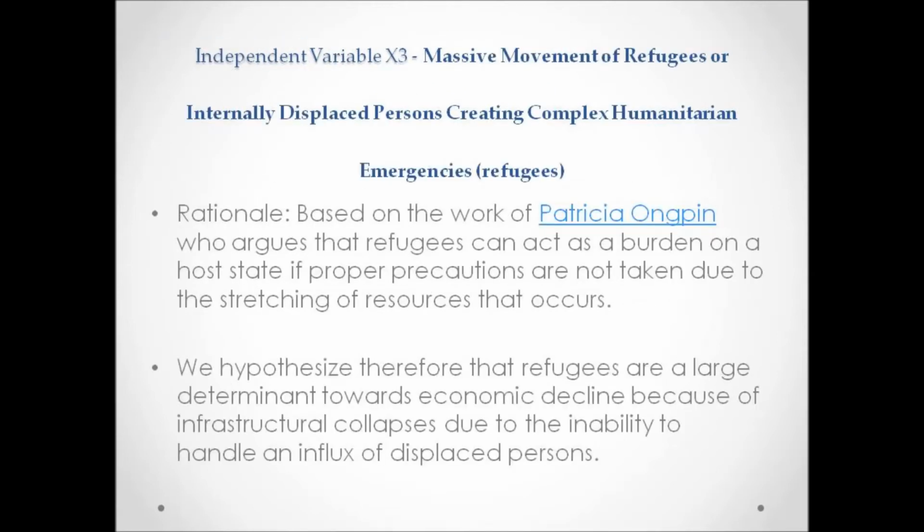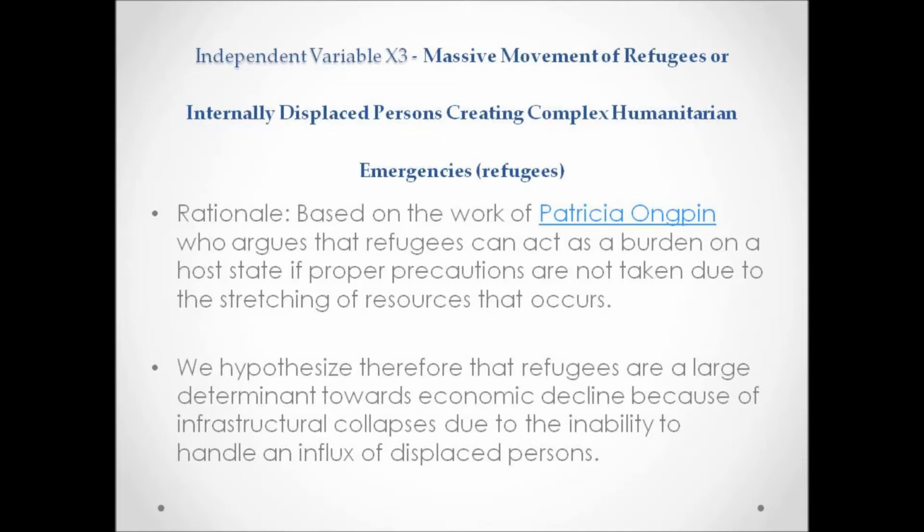Our third independent variable is massive movement of refugees or internally displaced persons creating complex humanitarian emergencies, which as described by the FSI is measured based off of the forced uprooting of large communities as a result of random or targeted violence and or repression, causing food shortages, disease, lack of clean water, land competition, and turmoil that can spiral into larger humanitarian and security problems, both within and between countries.